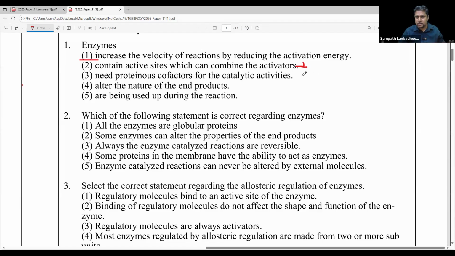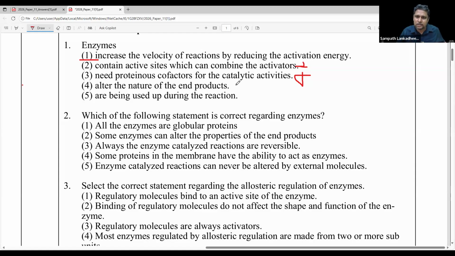Enzymes need proteinous cofactors for the catalytic activities. What do you call proteinous cofactors? Coenzymes, right? For the catalytic activity, not always. It says sometimes, so we need the word certain. Then the next one: alter the nature of the end products.